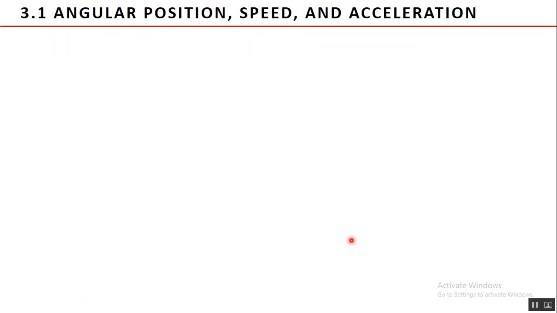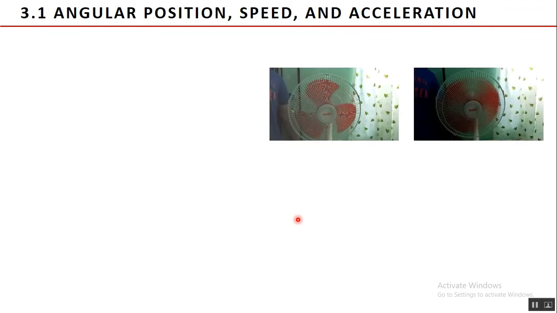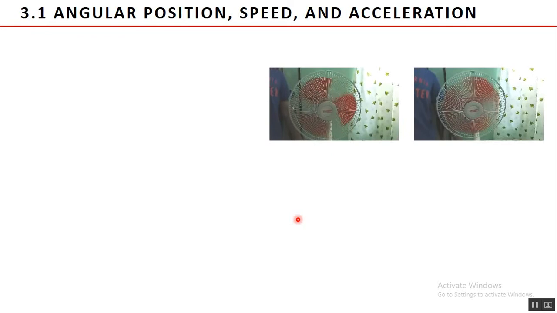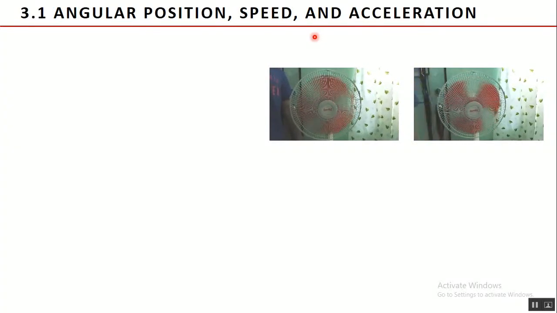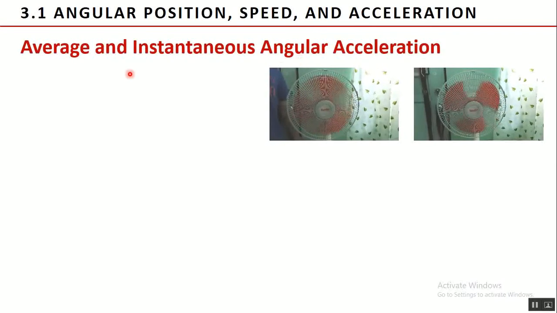When you turn on your electric fan, the fan blade starts to speed up. Then when you decide to turn it off, it will begin to slow down and eventually stop. It means that the angular speed of the fan is changing. This rate of change of angular speed is called angular acceleration, denoted by the Greek letter alpha. Here we are going to discuss average angular acceleration and instantaneous angular acceleration.